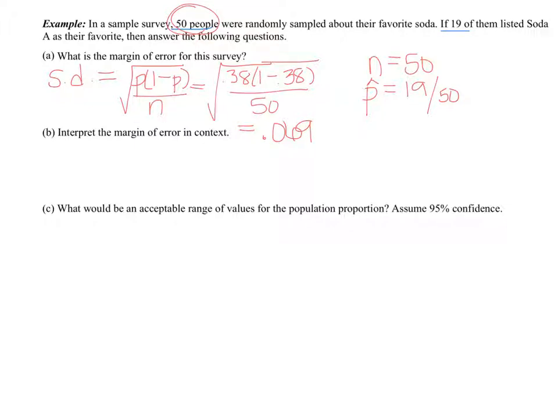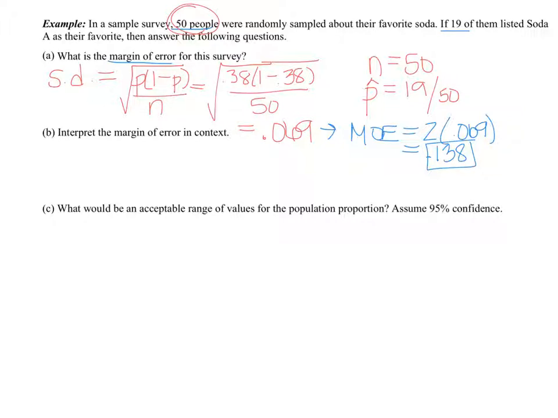Now remember, you were originally asked for the margin of error, and the margin of error is twice the standard deviation. So I now have to take this number and double it. So the margin of error is 2 times 0.069. And that comes out to 0.138. So that is the margin of error, or our wiggle room for this sample.